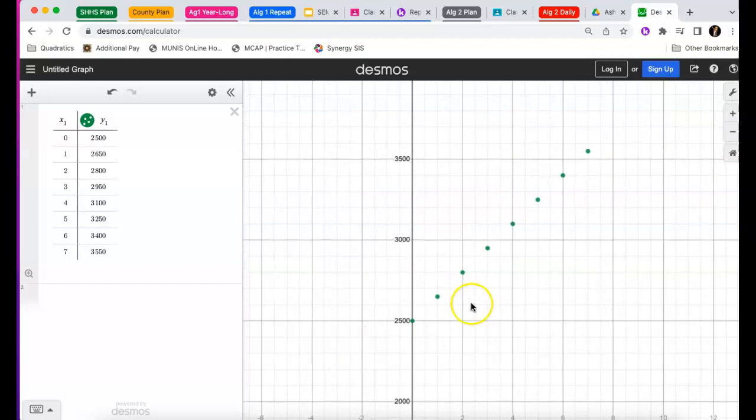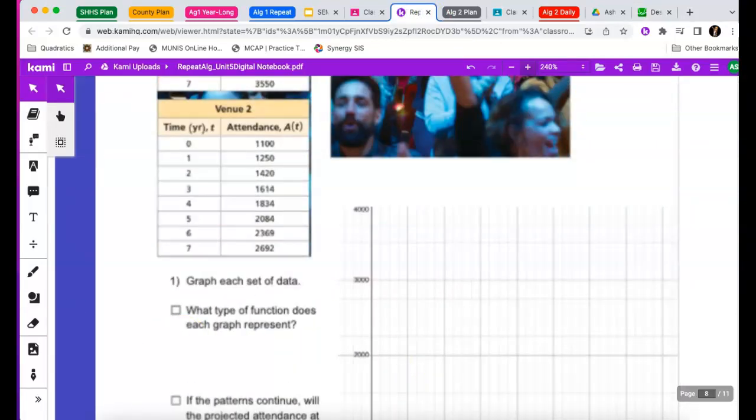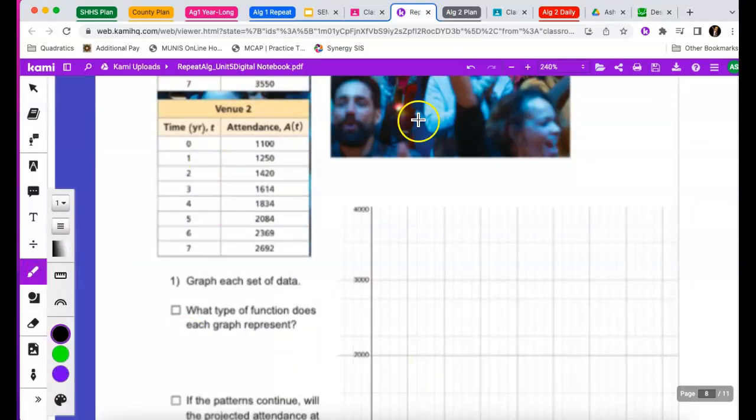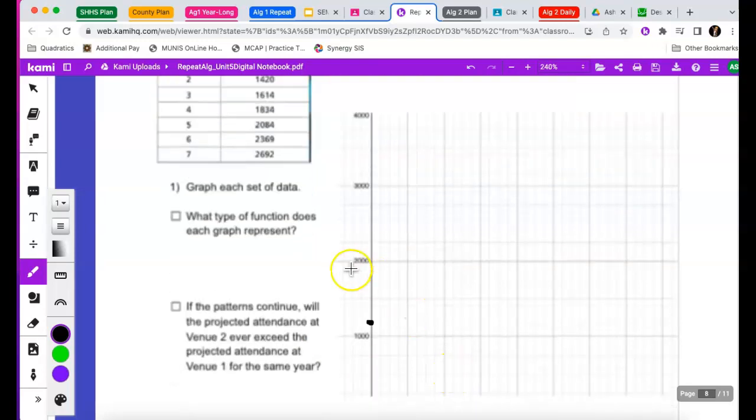All right, so that data creates a straight line. So we're going to go back onto our graph, and we're going to plot a straight line. So we start at about 1,100, which is right here. Then every year, it's going up like this.